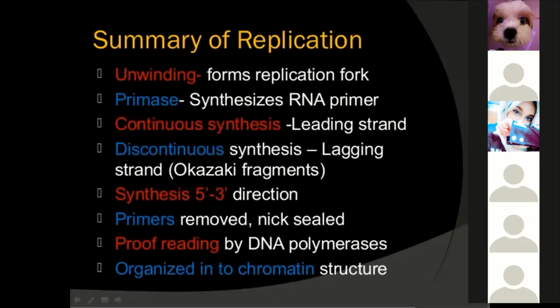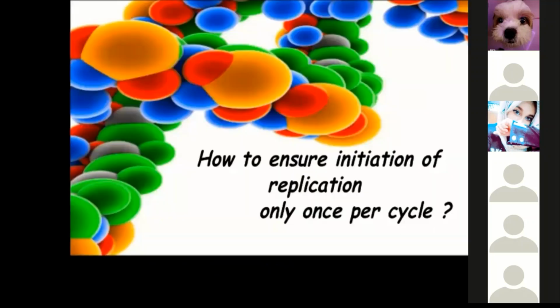So there is unwinding, it forms a replication fork. Primase synthesizes the RNA primer, with continuous synthesis in the leading strand and discontinuous synthesis in the lagging strand, as Okazaki fragments. Synthesis always goes in the 5' to 3' direction. Primers are removed, nicks are sealed, and there is proofreading activity by DNA polymerases. And again, it gets reorganized into chromatin structure.